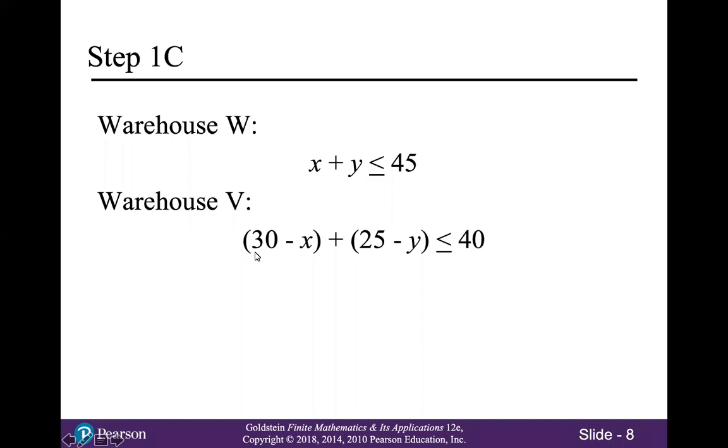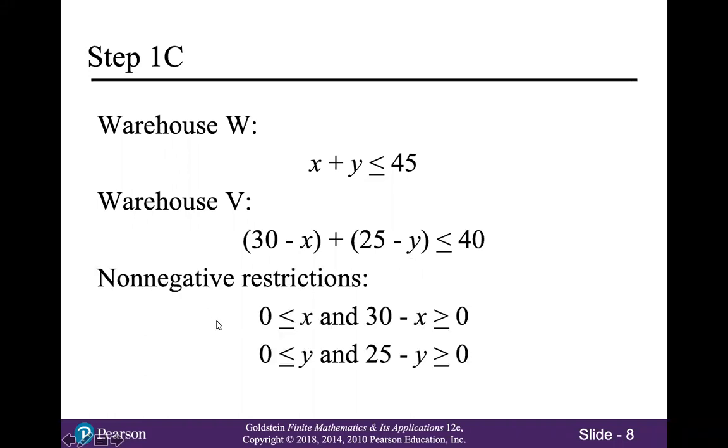And then in warehouse V, remember, this is the number of TV sets going to store A. This is the number going to store B. The total cannot be greater than 40, okay? And then we have several non-negative restrictions. So remember, there are 4 quantities here: the number of TV sets going from W to A, from W to B, from V to A, from V to B.